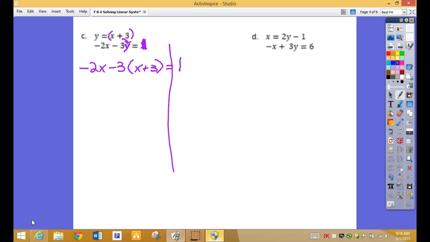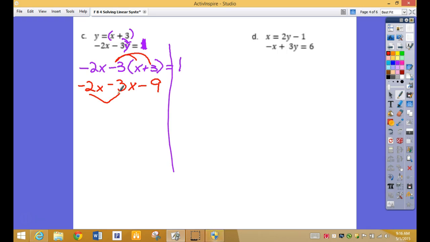Okay, after you did your distributive property, negative 3 times x is negative 3x. And negative 3 times a positive 3 is a negative 9. Some were adding and they were getting 6, or they were thinking they canceled out. They don't. Then you bring down your minus 2x. Combine like terms. What do I need to combine? Negative 2x and negative 3x.